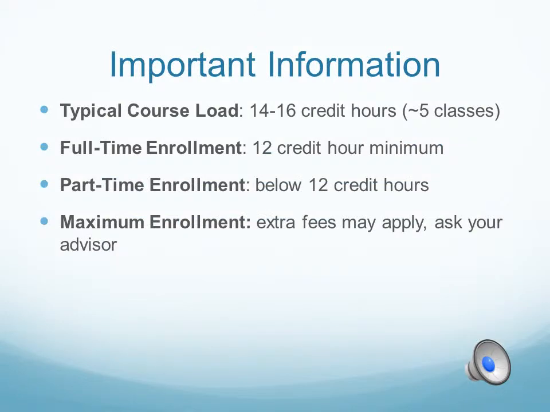Here we have some important information about registering at GW that you should always keep in mind. Most students take between 14 to 16 credits, with the typical number of credits being 15. It's okay to be over or under that number, but you should talk to your academic advisor first. In order to qualify for full-time enrollment, you need to be registered for 12 credit hours. Any student that is taking less than 12 credit hours qualifies as a part-time student. Maximum enrollment varies by school and major. If you are concerned about registering for too many credit hours, talk to your academic advisor while you are at CI.